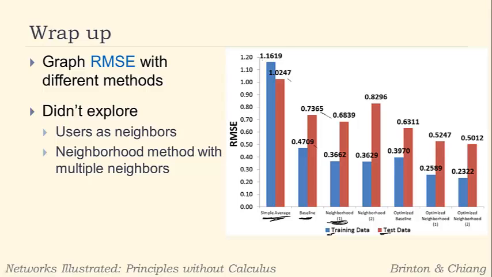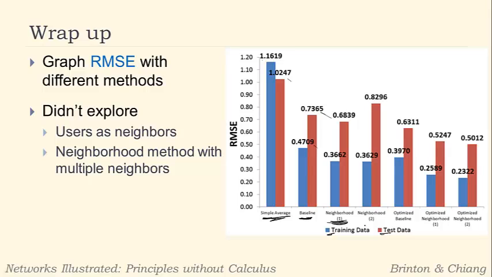Another thing is we could have used neighborhood method with multiple neighbors, and there's no telling how many neighbors is the correct one. One way to do it is you'd run it for a few different tries and then see which one gives you the lowest RMSE on just your training data, because remember, you can't look at your test data until you're all done. And then you can see which one gives you the lowest on the training data, but again, there's still no guarantee that it's going to be the lowest on the test data.